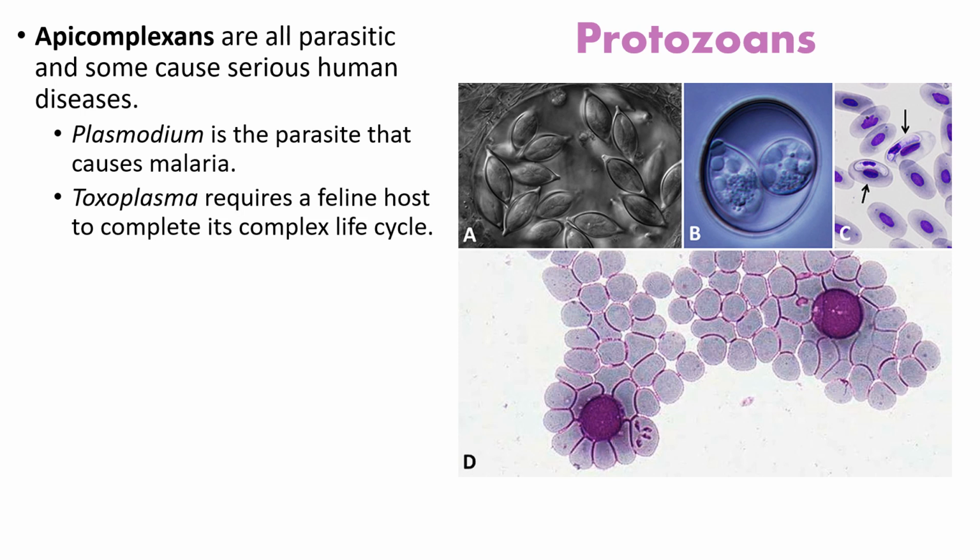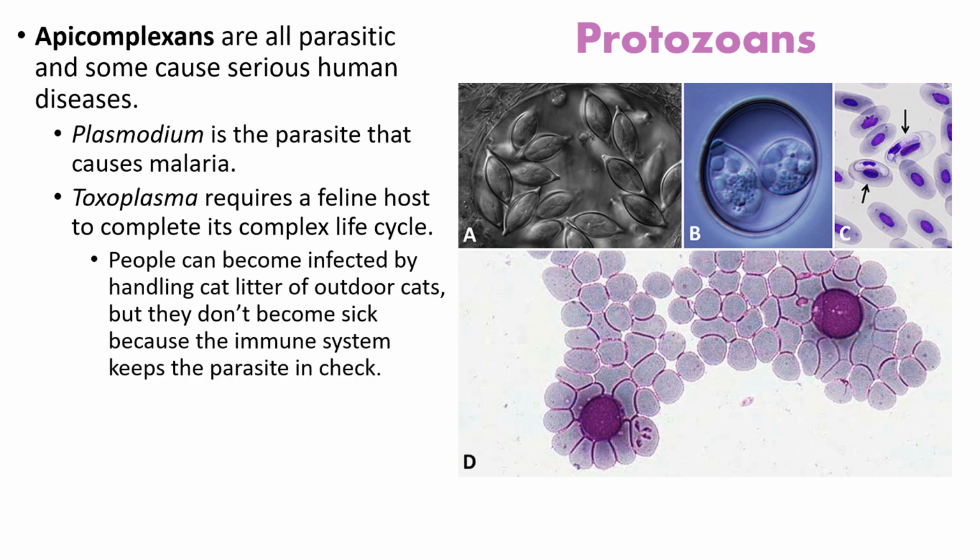The next is toxoplasma, which is something that if you have a cat, you may actually come into contact with quite often. It has kind of a complex life cycle where it requires a feline host at one point. People will actually become infected with this if they handle the cat litter of outdoor cats. It doesn't seem to be a problem with indoor cats as much because they're not being exposed to this toxoplasma. But if you do come into contact with the litter of an outdoor cat, usually you won't become sick because your immune system will keep the parasite in check.